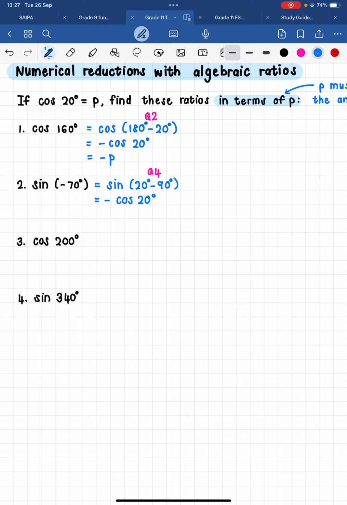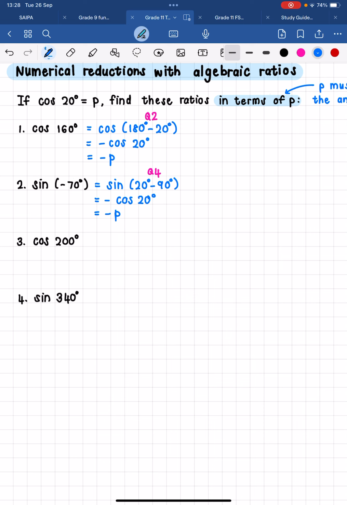Remember, whenever there is a 90-degree angle involved in our compound angle, our bracketed angle, we have to change sine to cos. All right, and now what's this? Negative P. Are you guys awake? And I was thinking to the 270 plus 20. Yes, that's also fine.